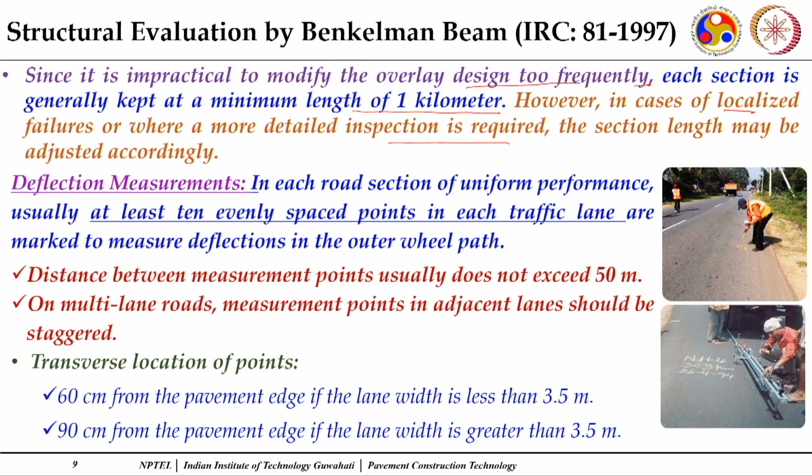Now, once this preliminary survey is done, and the sections are divided into these three broad categories, then the deflection measurement study starts. In each road section of uniform performance, so for 1 kilometer, at least 10 evenly spaced measurements have to be made in general, and the distance between these measurements should not exceed 50 meter. This is another point. And if there are multi-lane roads, the lanes may be distressed in different manner. If multi-lane roads are there, the outer lane may be more distressed, or the inner lane may be more distressed.